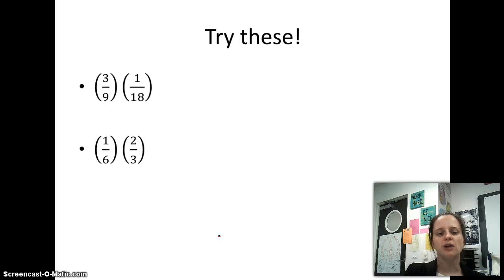So let's go ahead and try these multiplication problems with your partners. I want you to multiply both sets. Remember, before you multiply, see if you can simplify your fractions. That's going to save you some time at the end and also make it so you don't have to work with such big numbers. So go ahead and simplify and then multiply, and then we'll check our answers in just a moment.